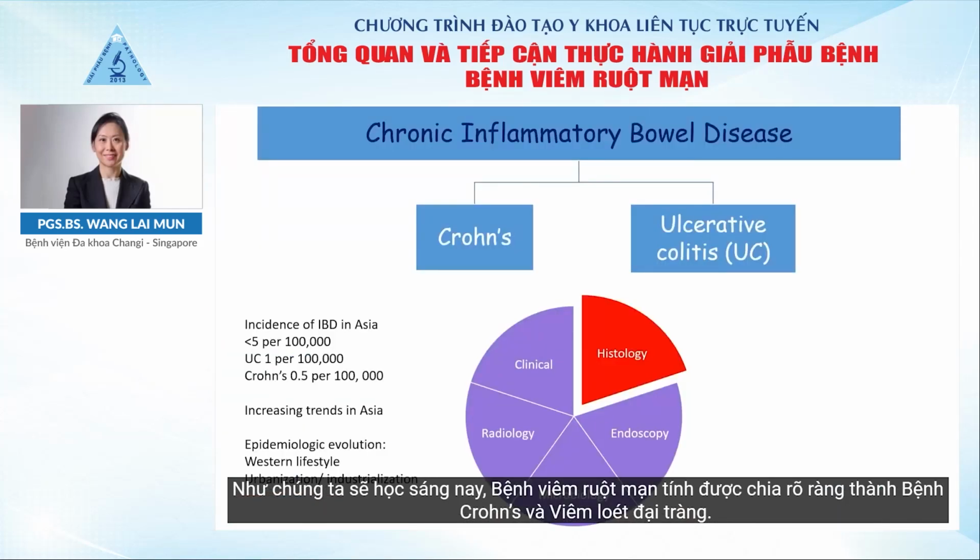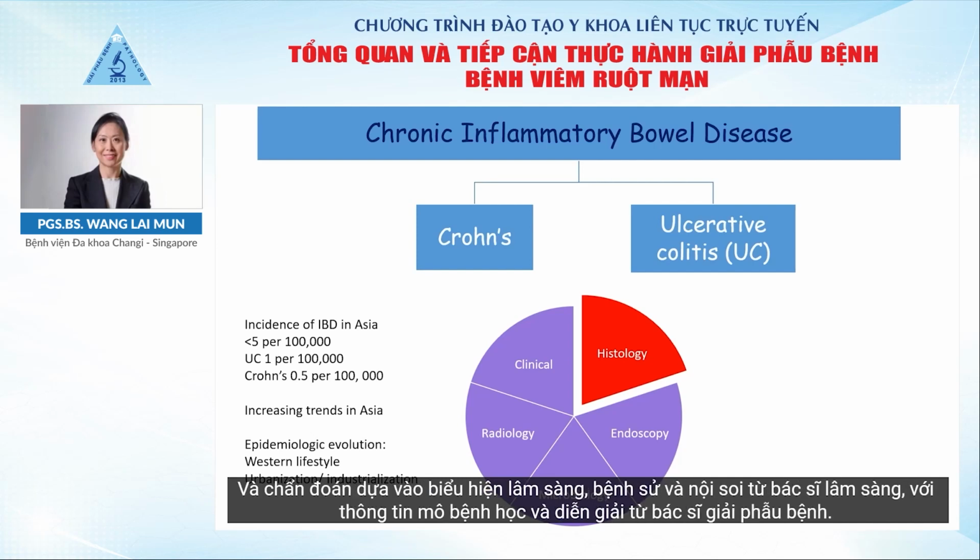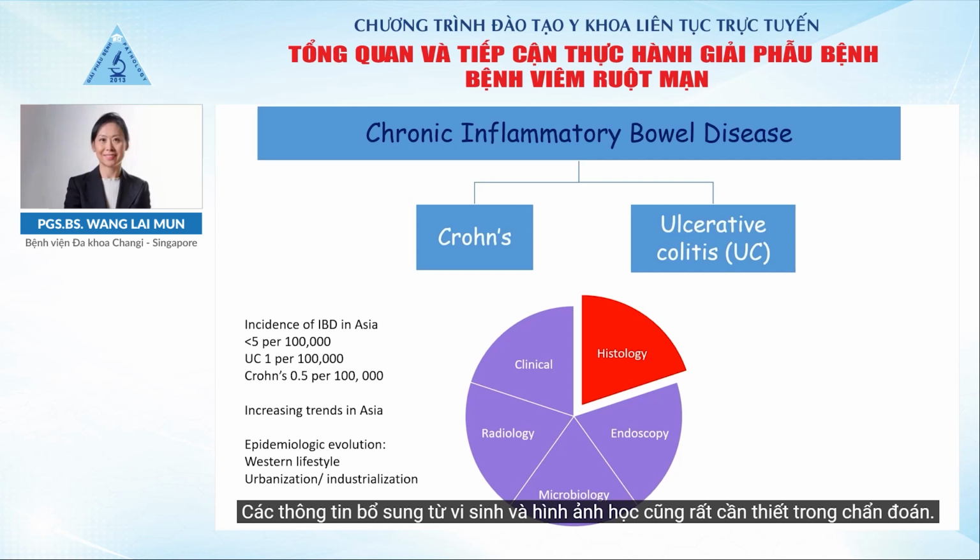As we have learned this morning, chronic inflammatory bowel disease is broadly divided into Crohn's and ulcerative colitis. The diagnosis relies on clinical presentation, clinical history, and endoscopy from the clinician, with histology information and interpretation from the pathologist. Sometimes additional information from microbiology and radiology are also required.